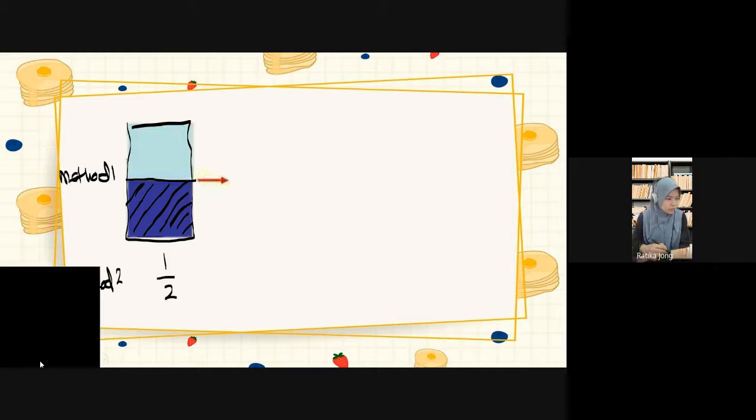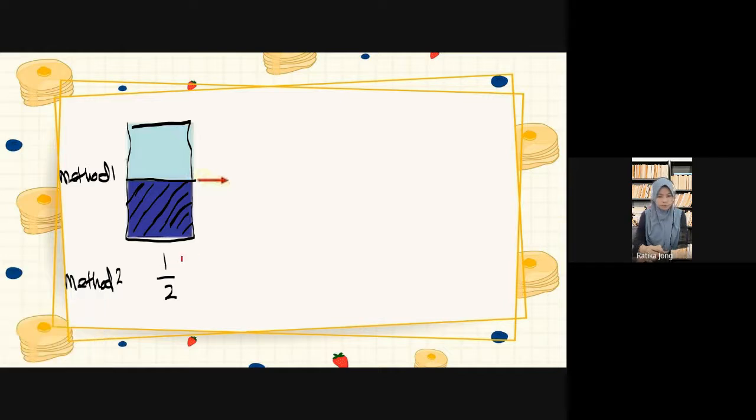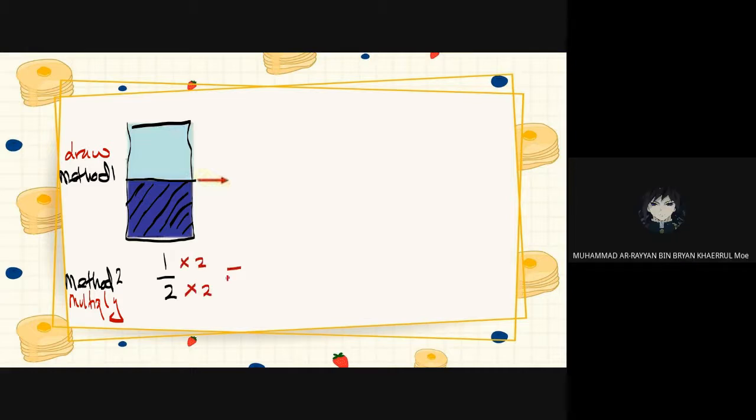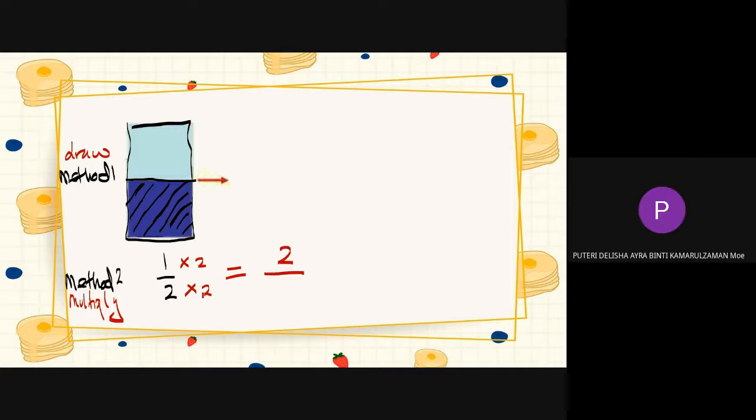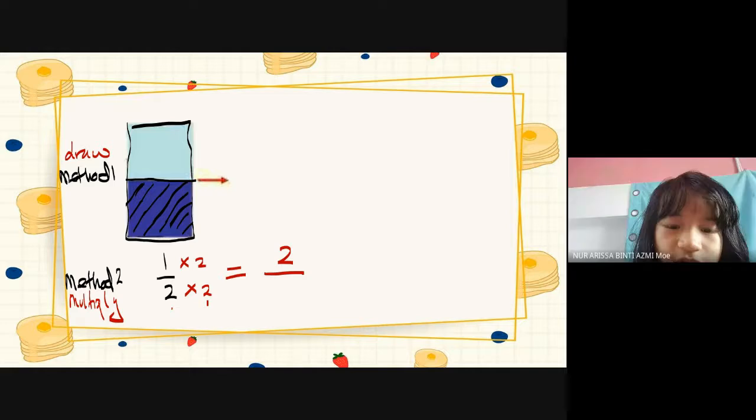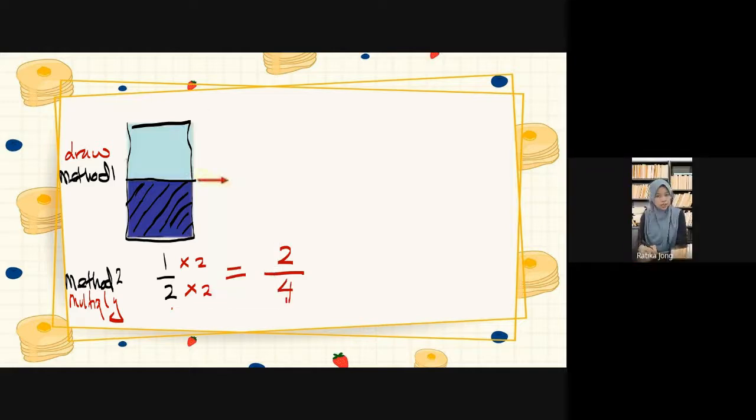Okay, now we are going to use method 2 first. Kita boleh darab dengan 2. Kita nak cari equivalent fraction. Method 2 is by multiply. Method 1 is draw. Okay, now let's use method 2 first. I want to multiply by 2. Times 2, this one also times 2. 1 times 2 is what? 2. 2 times 2 is what? 4. By using method 2, saya dapati bahawa 2/4 is equivalent to 1/2.